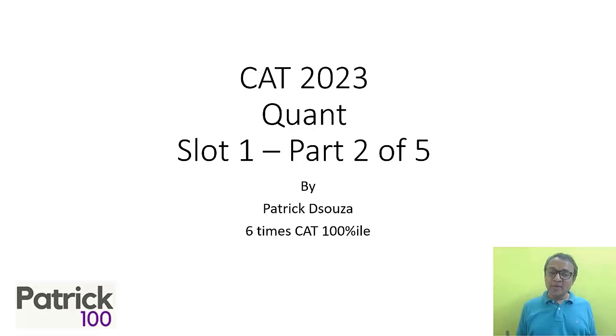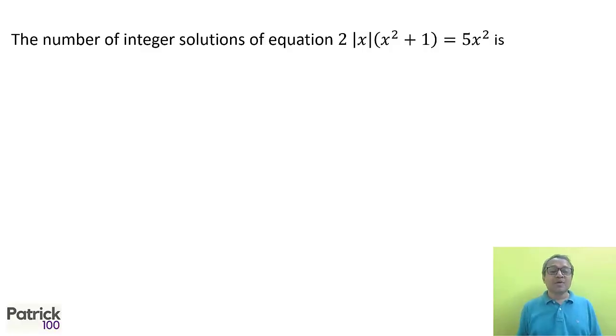Hi, this is the CAT 2023 paper Quant section slot 1 questions. So we look at different approaches to solve the questions that will come in the exam. So, number of integer solutions of the equation.